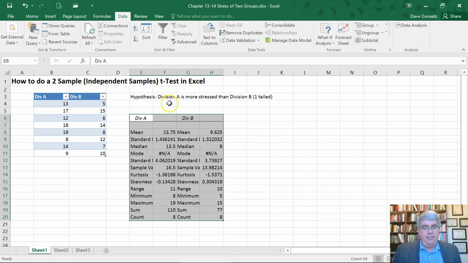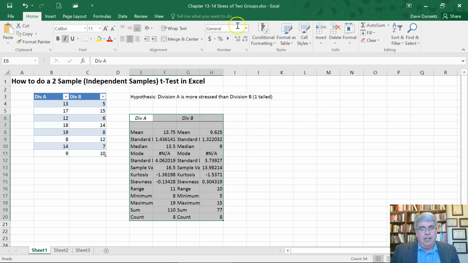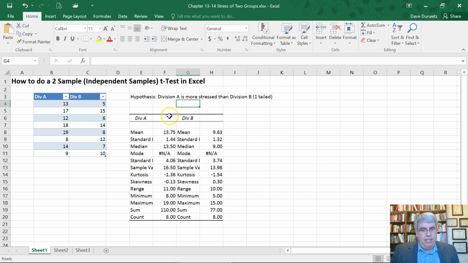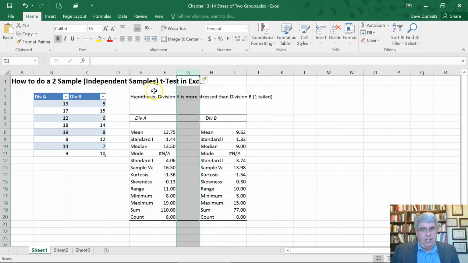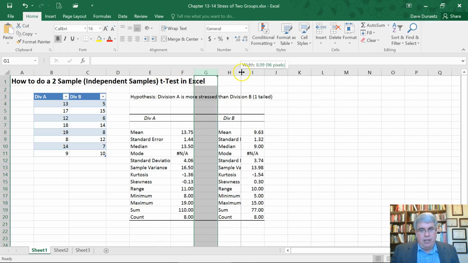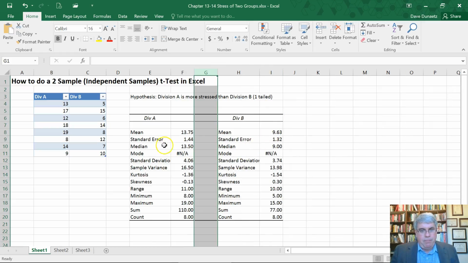And there we have some statistics. Let's round these off. Go to Home, General, Number, and we've got the stress for Division A and the stress for Division B. Let's insert a column between them. Insert. That makes it a little easier to read. Now let's make the columns wider so that we can read it better.